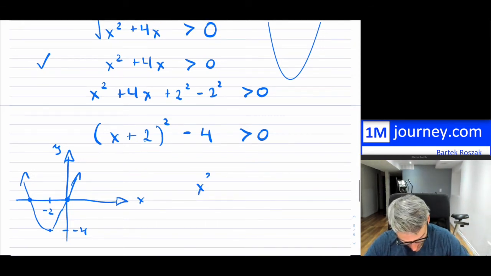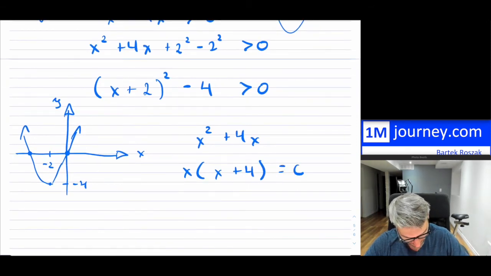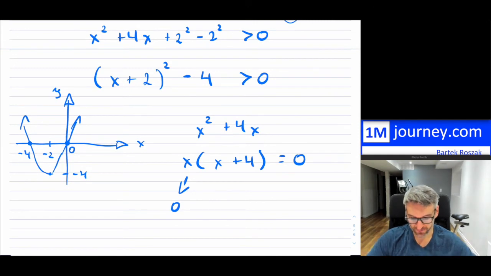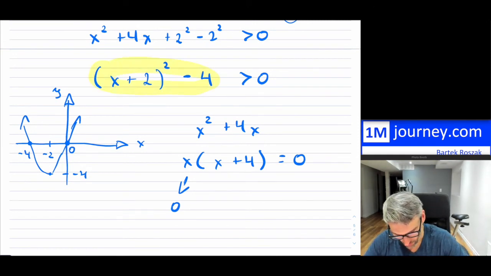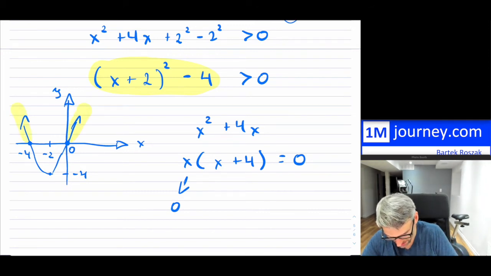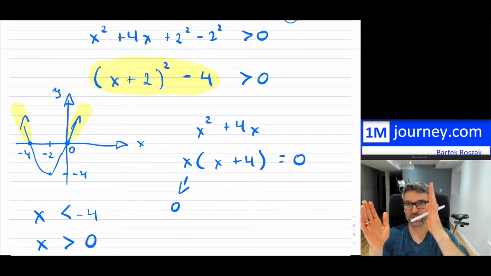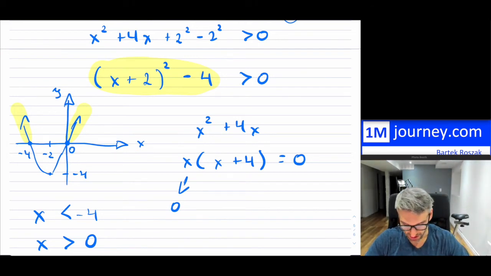Notice that from here, x squared plus 4x, if I factor this out, it is just that. So my zeros: one is at 0, so that's this right here, and the other one's at -4. And now my left-hand side, when is this greater than 0? Well, it's greater than 0 here, and it's greater than 0 here. So that means x has to be less than -4, and x has to be greater than 0. Those are my admissible ranges. It can't be stuck there in the middle because I'm not going to get an admissible answer to this log.